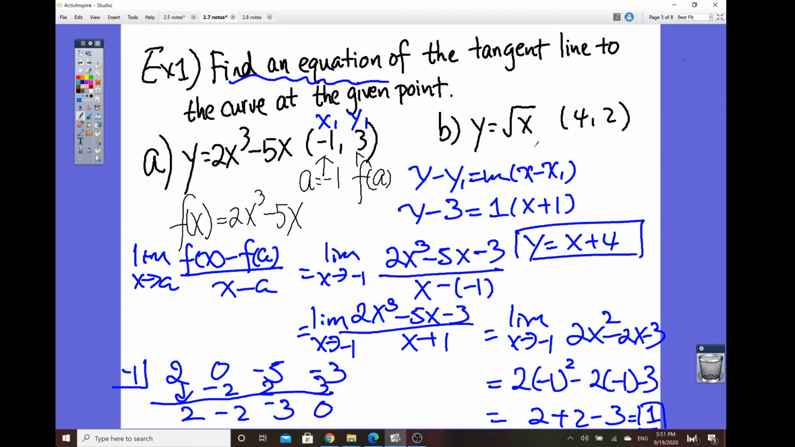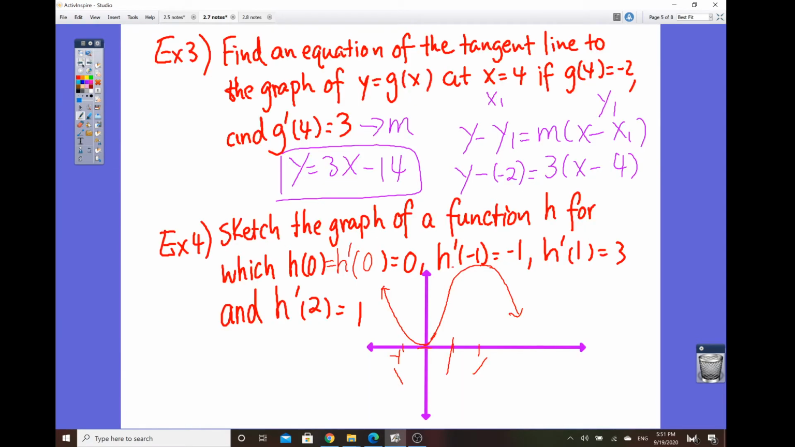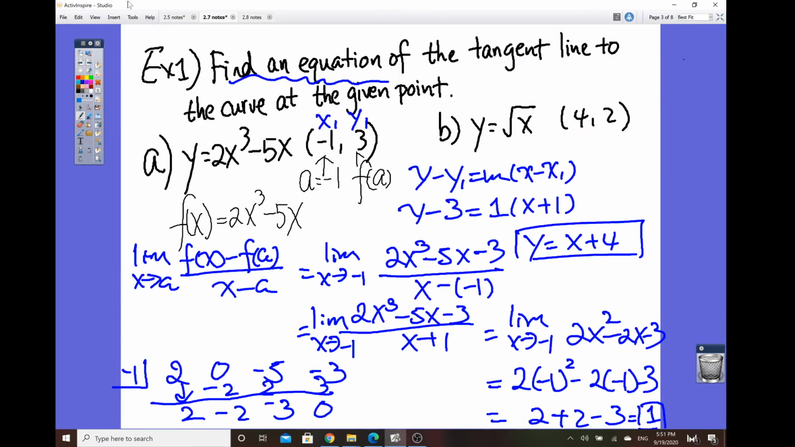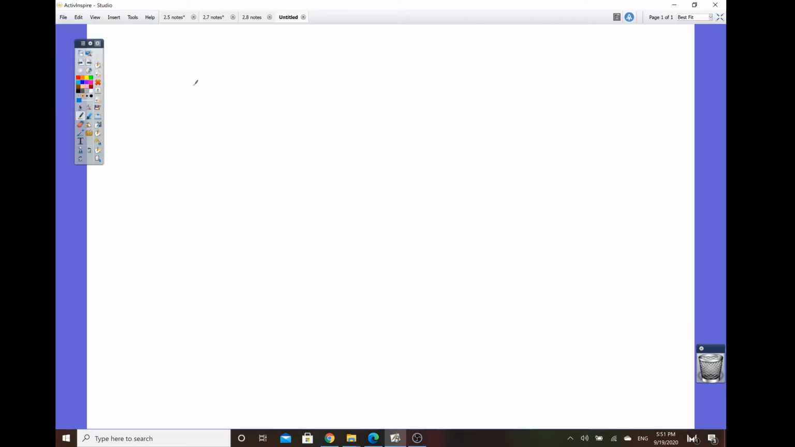And now what about part B? So for part B, let me put it into the next slide, a brand new slide here. You know what, let me just open it up. Okay, so new slide with the square root of x, with the position of (4, 2). Once you plug in that 4 here, y is 2.